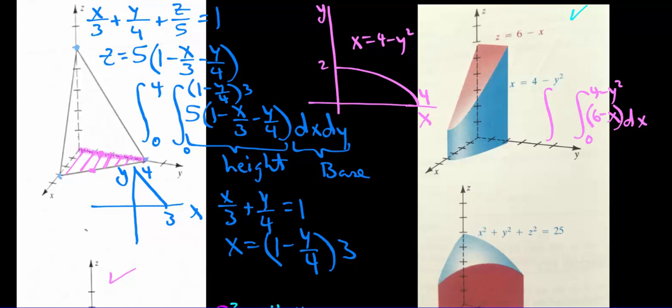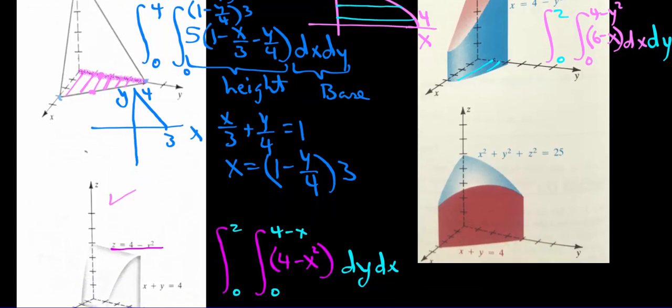So that means that I'm going to fix y, and I go from 0 over to 4 minus y squared, like this, okay? And y is going to go from 0 to 2. And there you have it. Okay, let's try this next one. Try to set this one up.